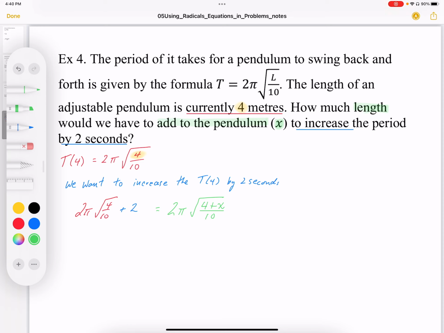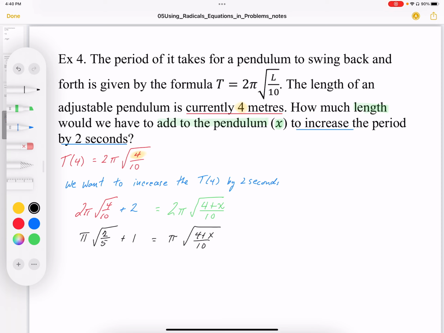Okay, so we can simplify some of this. Like in the other example, I simplified the 4 over 10 to 2 over 5. We can do that. First of all, I'm going to divide everything by 2, so I end up with pi times the square root of 2 over 5, plus 1, and that's equal to pi times the square root of 4 plus x over 10.